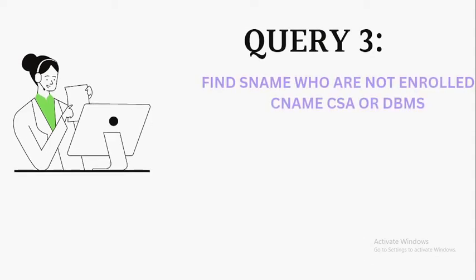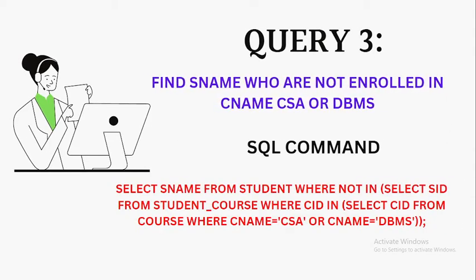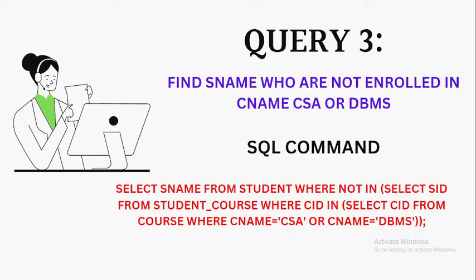Now let's see our third query. Here we need to find student name who are not enrolled in CSA or database management system.